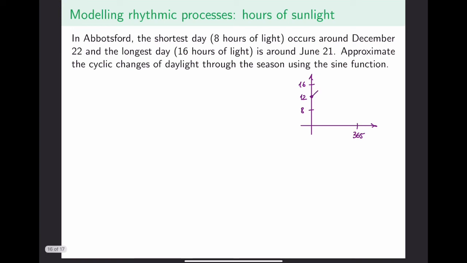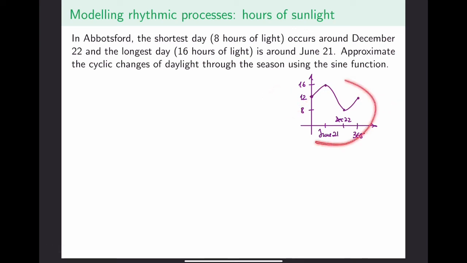We're going to move up to 16 hours of daylight at the first day of summer, not middle of summer, right? So this is going to be my June 21st. We're then going to fall all the way down to the 8 hours of daylight on December 22nd, and then move back up into the 12 hours for the spring equinox. Okay, so what we have here is this part of the sine curve that will repeat over and over again throughout the years.